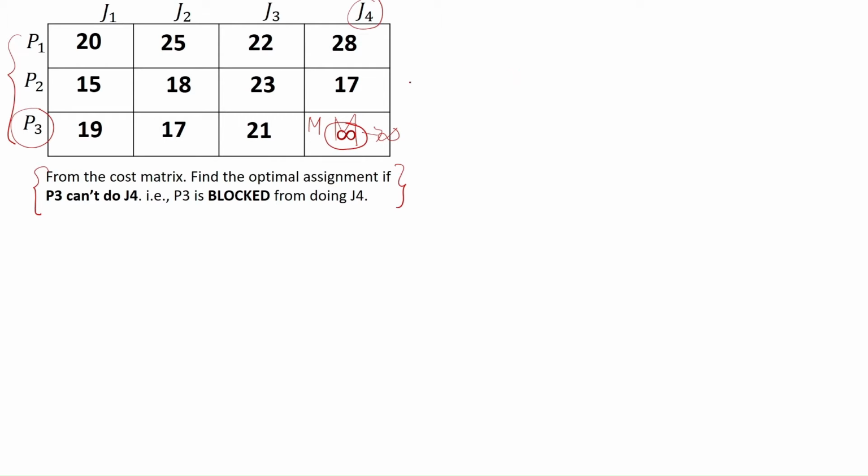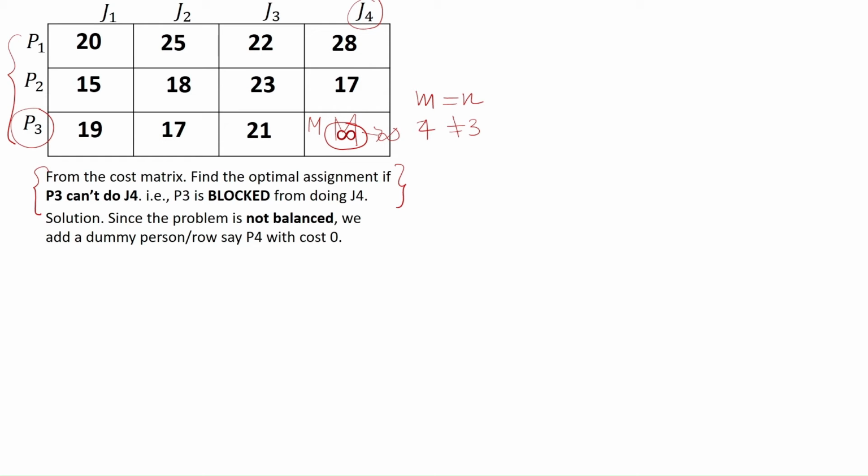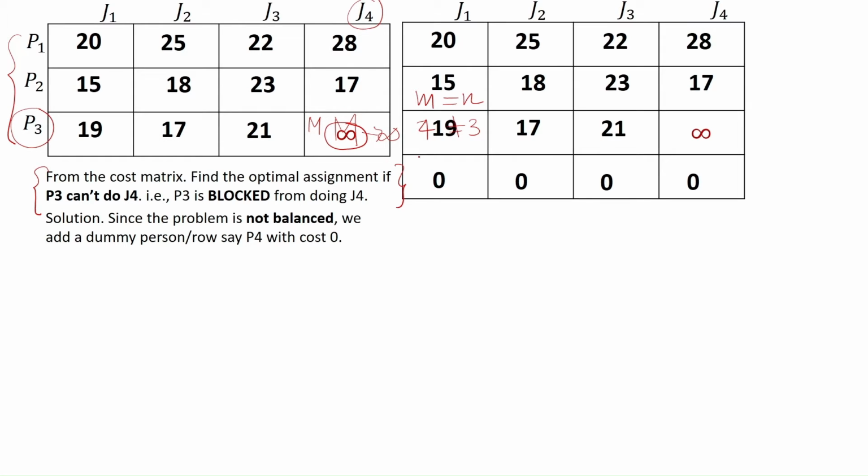But there is another problem with this question: the number of jobs is 4 and the number of people is only 3. So the problem is not balanced. So what we do is, we introduce a dummy person, say P4, and allocate for each job a cost of 0, 0, 0, 0. That means that dummy person does not demand any price for doing any of the above jobs.